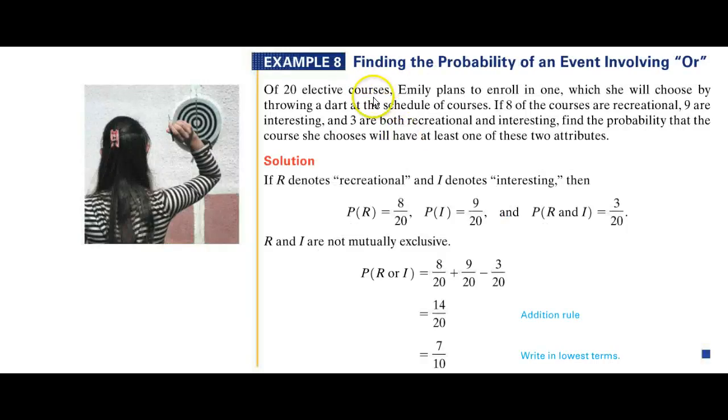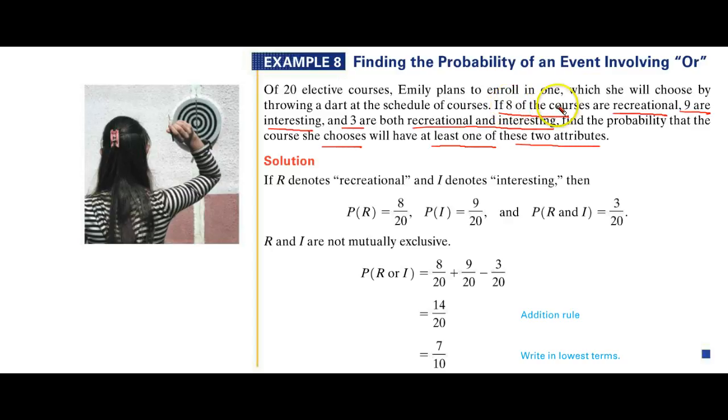The things they go through to make up examples here, this is sort of fun. Emily plans to enroll in one of 20 elective courses. She will choose them by throwing a dart at the schedule of courses. Well, anyway, if 8 of the courses are recreational, 9 are interesting, and 3 are both recreational and interesting, find the probability that the course she chooses will have at least one of these attributes.